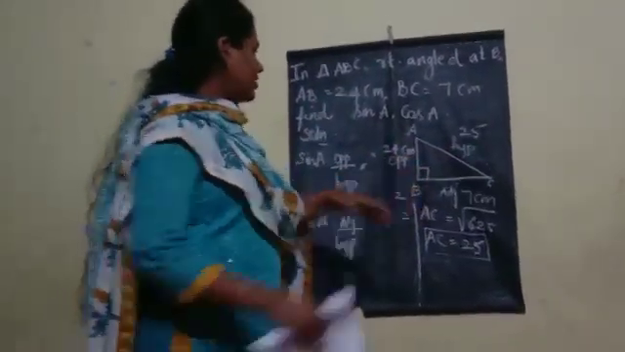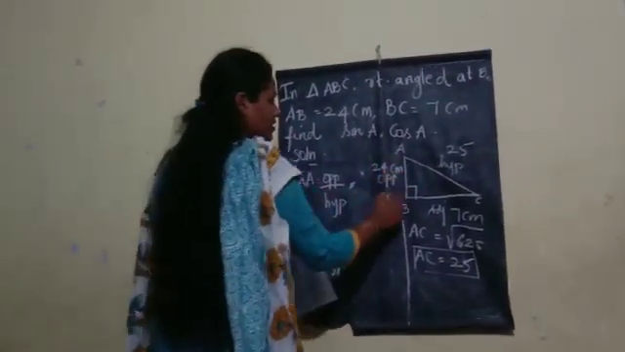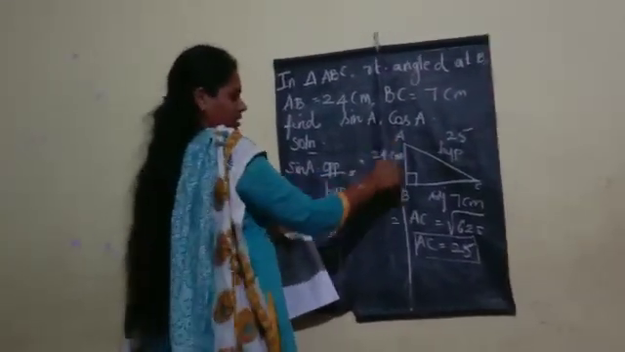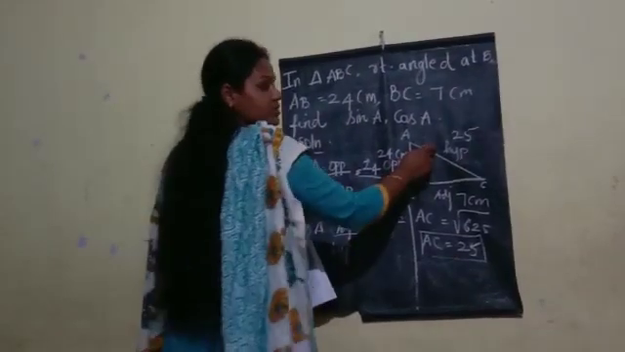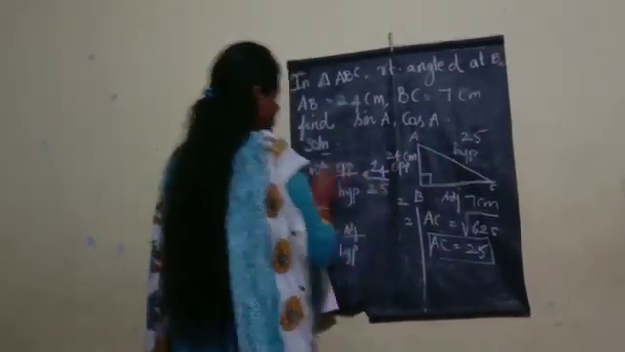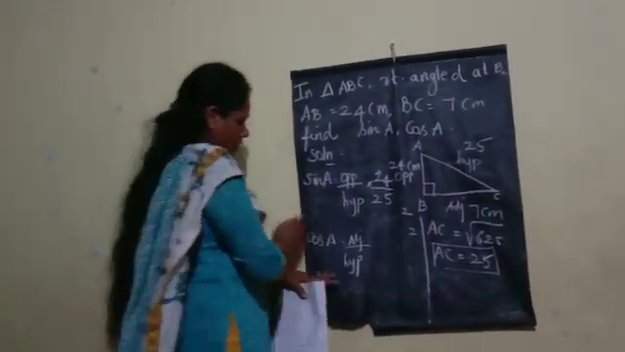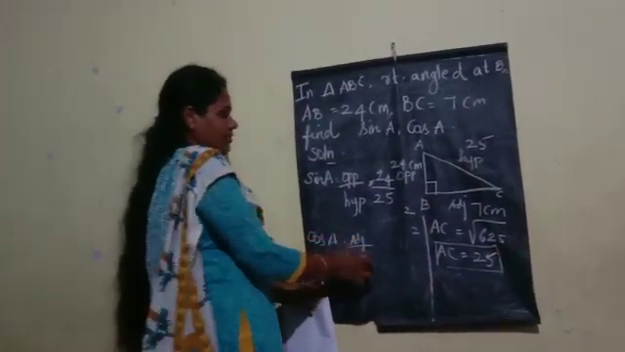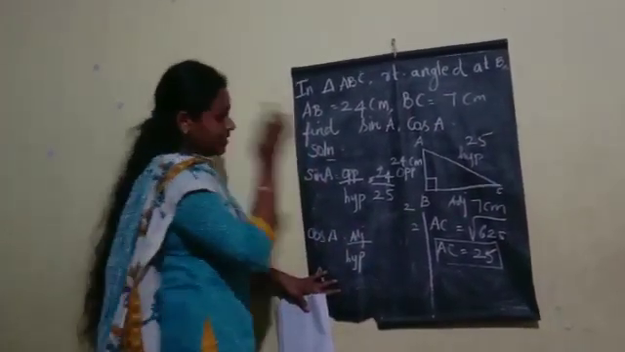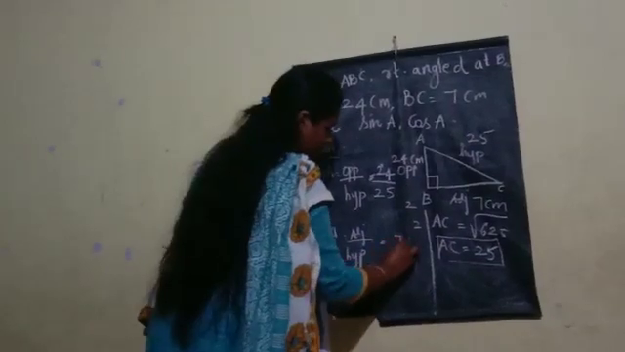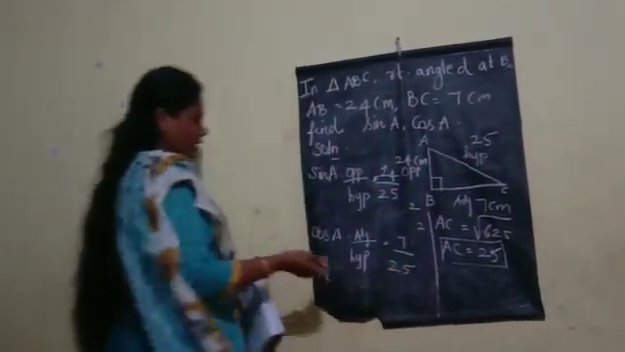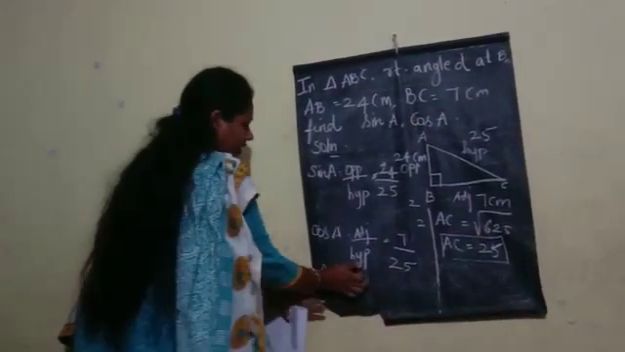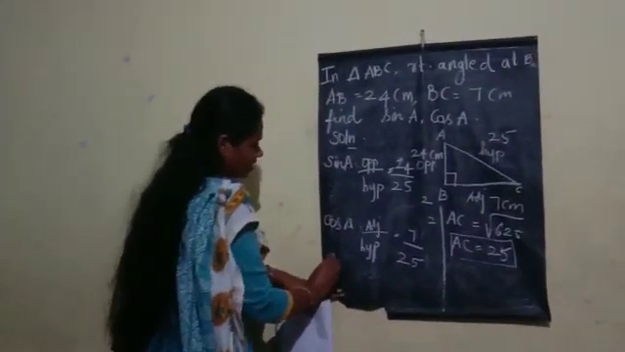What is the opposite side here? This one. So what is the side number? 24. So 24 by, what is the hypotenuse here? 25. So this is the value of sin A. Next is cos. Cos is adjacent by hypotenuse. What is the adjacent side here? 7. What is the hypotenuse side here? 25.